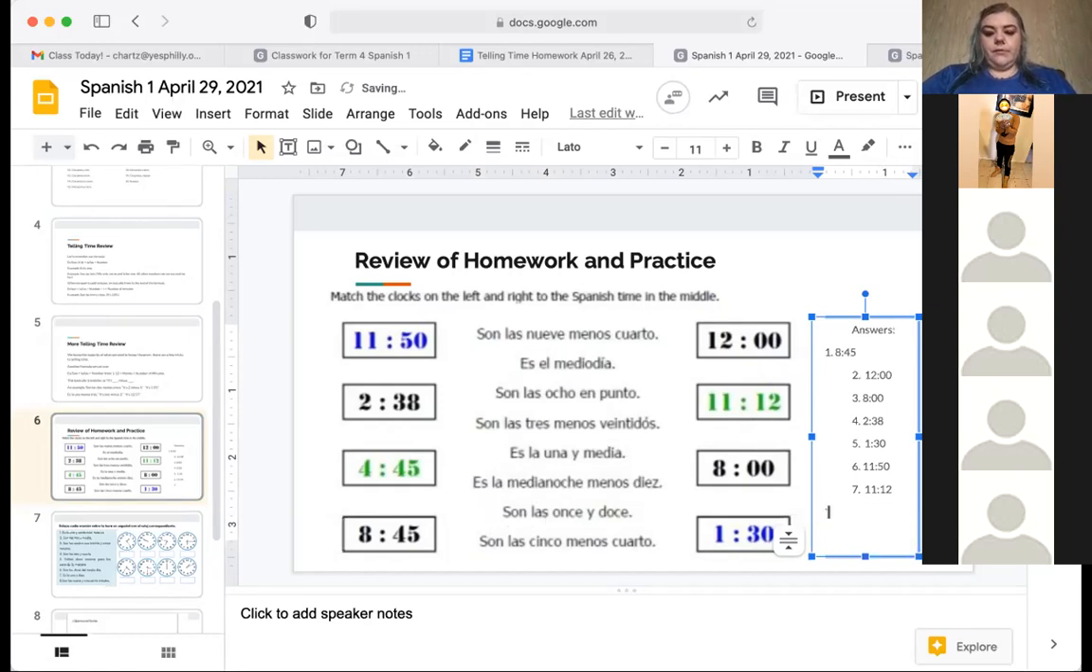So for the next one, the last one on this one, we have son las cinco menos cuarto. So that's going to be it's 5 o'clock minus a quarter hour, so 5 o'clock minus 15 minutes. Does anyone want to give that one a shot?